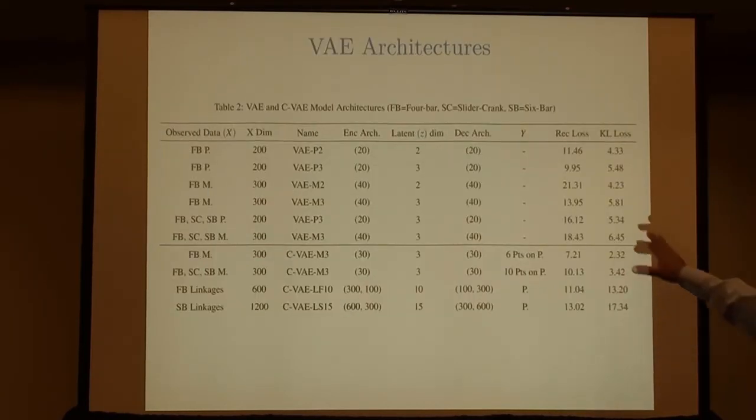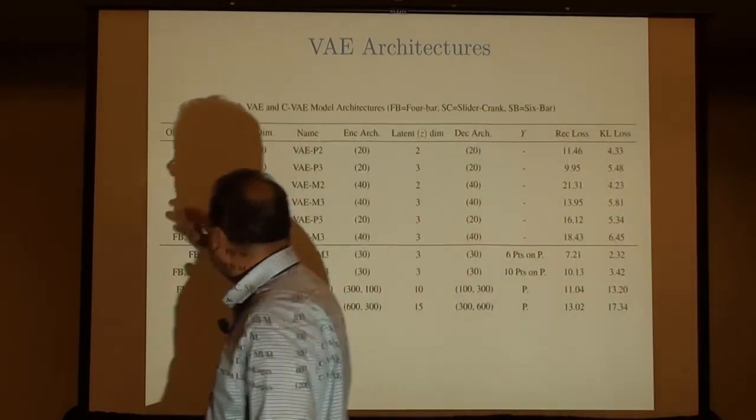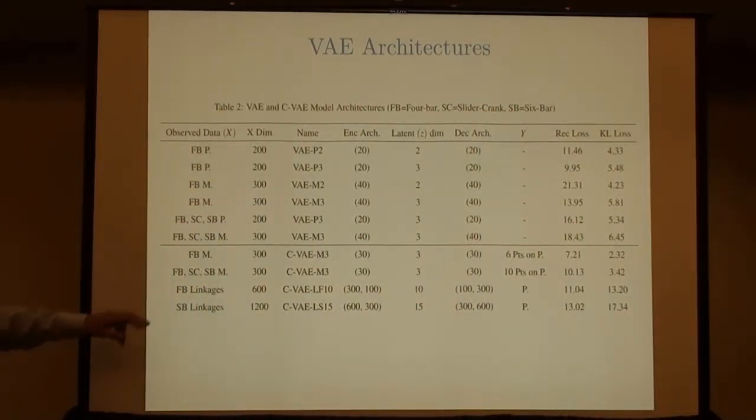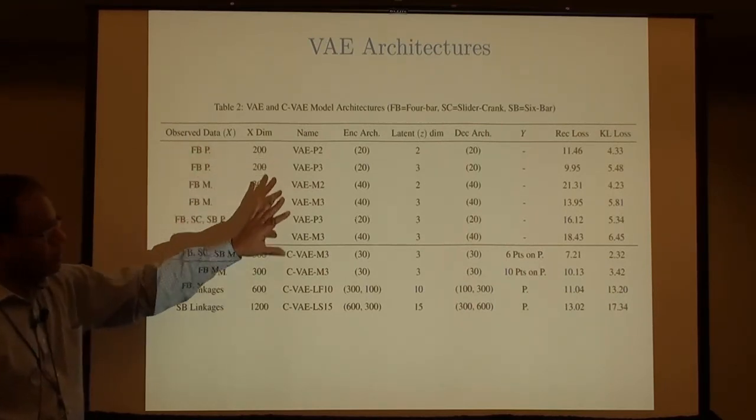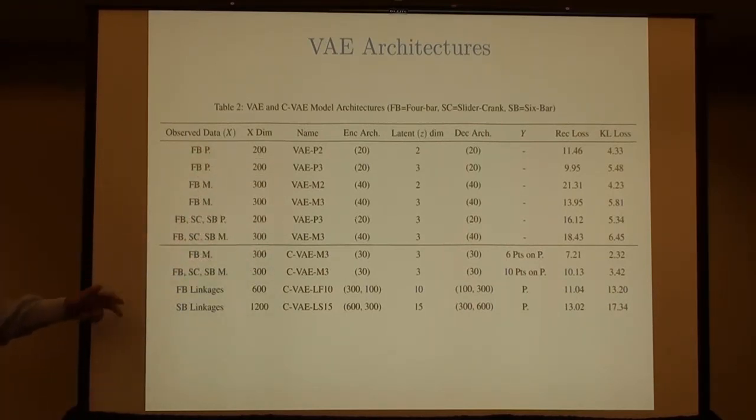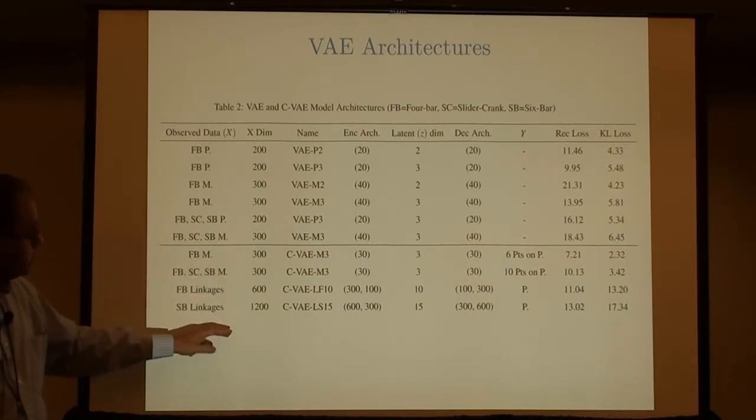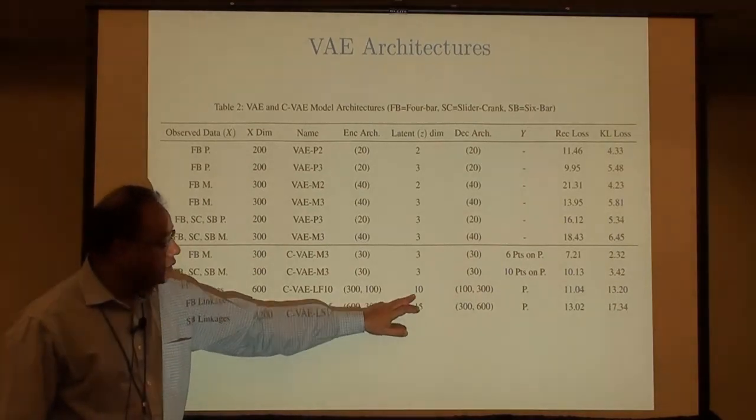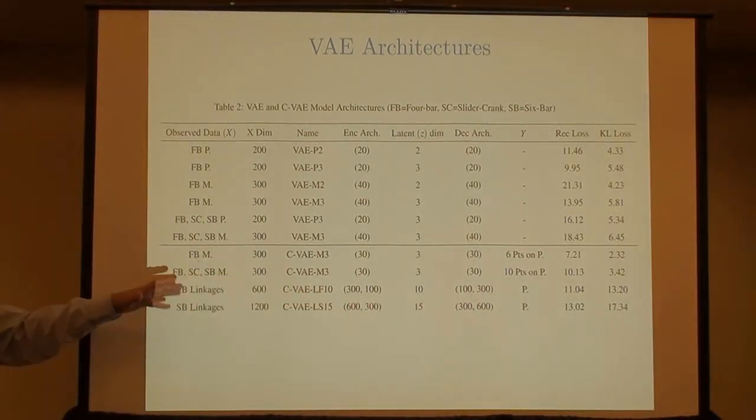All right, so some of the architectures that we played with were for the 4-bar, just a path for the motion, and then for the slider crank and a 6-bar, and you can see the dimensions; all this stuff is actually in the paper. And then we did conditional VAE also, and for the conditional VAE our latent space dimension increased, and that's what I want you to see, 10 and 15, so it's no longer possible to visualize them, right?